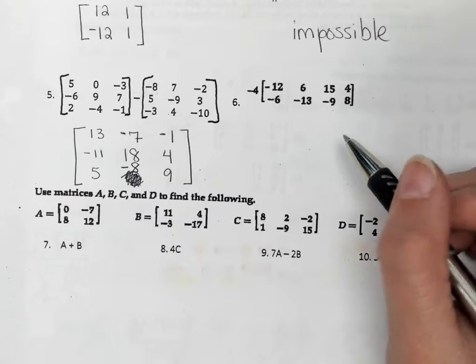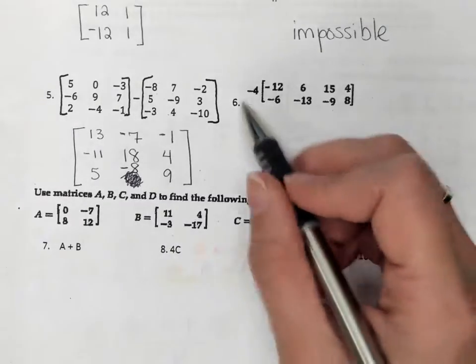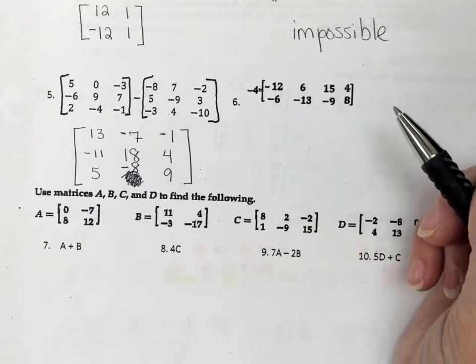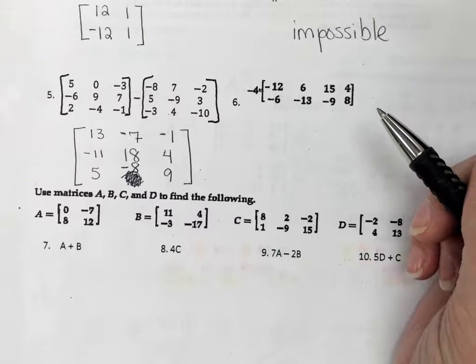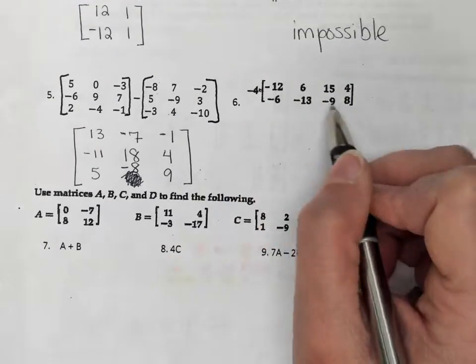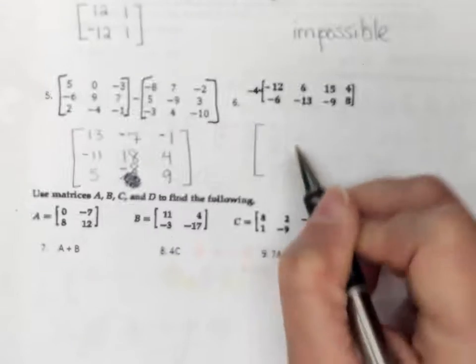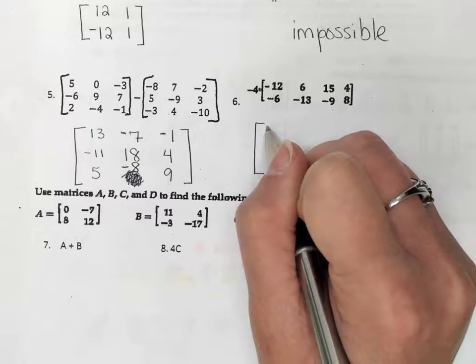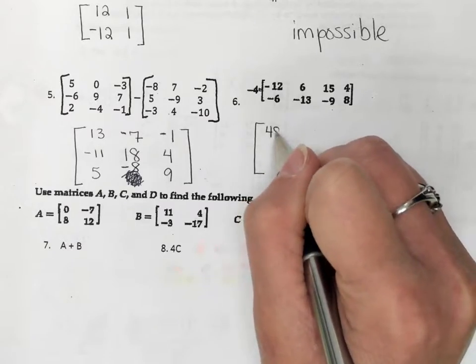This one's impossible. This next one is not adding and subtracting. This one is multiplication. So we're going to do this easy stuff first, and the harder stuff next week. It's literally just distributing. It's every single one. What's negative 4 times negative 12? 48.